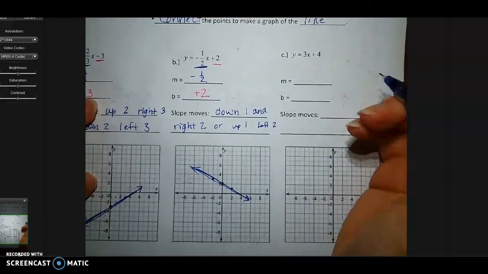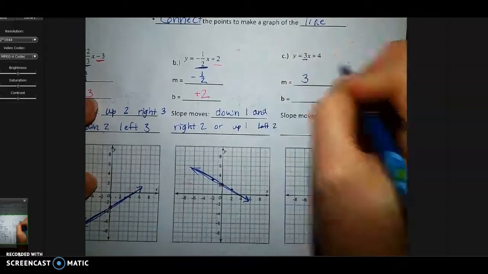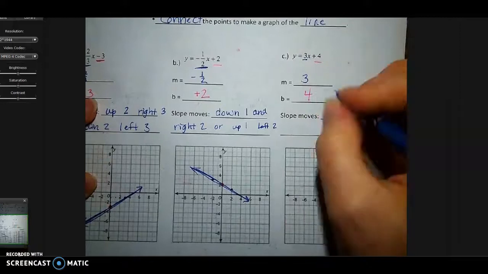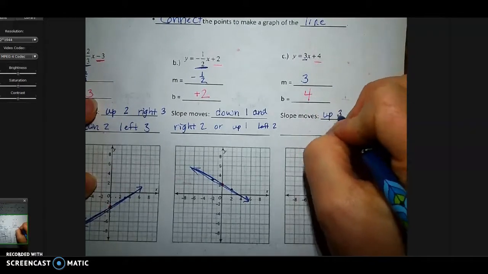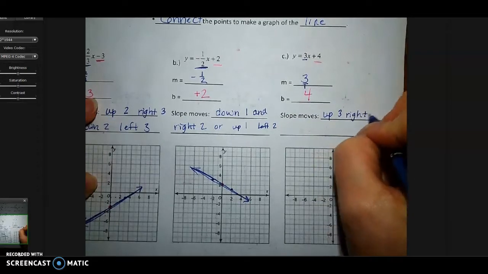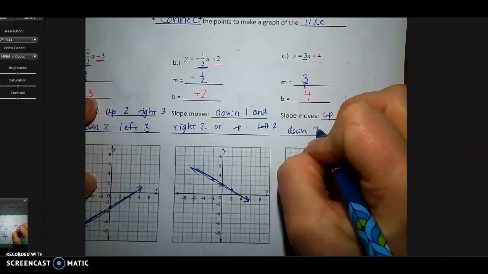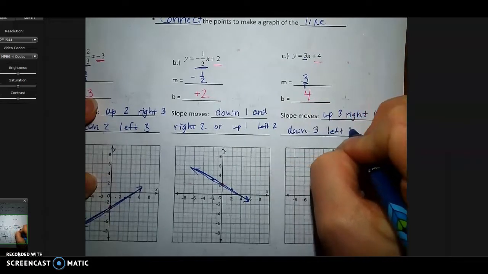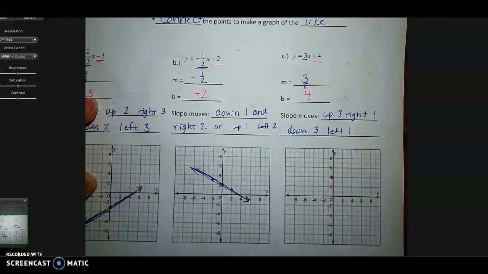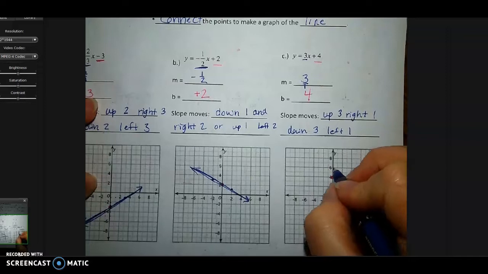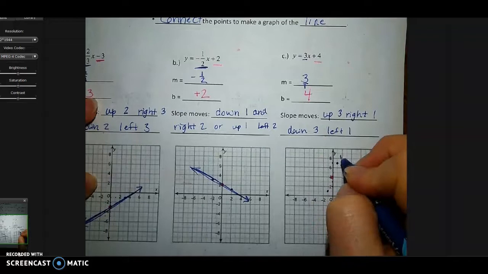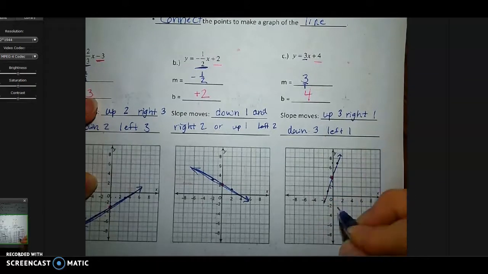My last one here, I've got a slope of 3 and a y-intercept of 4. And so that slope is going to move up 3, and it's like there's a 1 underneath there. So to the right 1, or down 3 and to the left 1, because it's positive. So I'm going to put my y-intercept there at 4. I can go up 1, 2, 3, and over 1, or I can go down 1, 2, 3, and over 1. Positive slope, so my line is going like that.